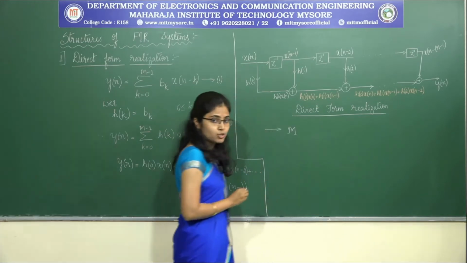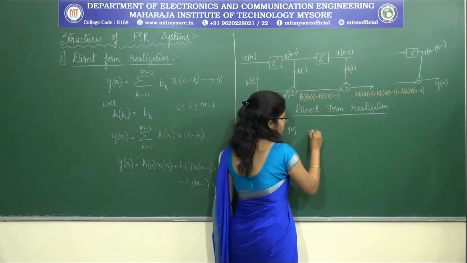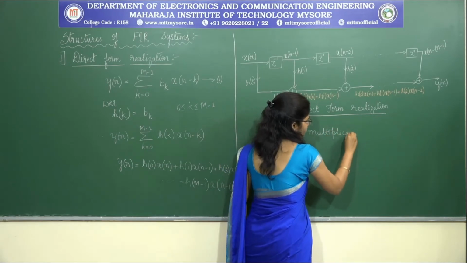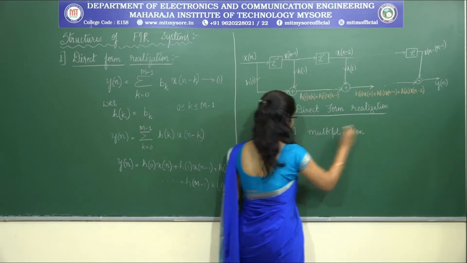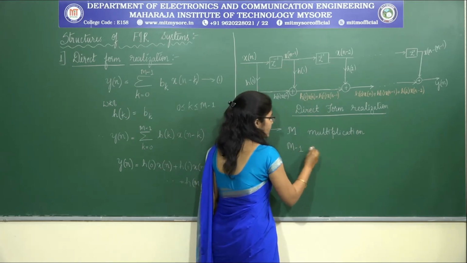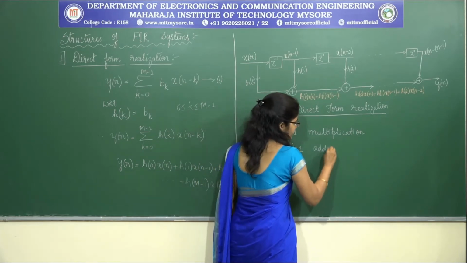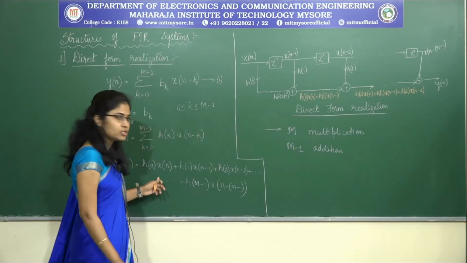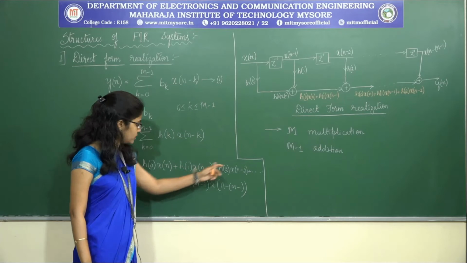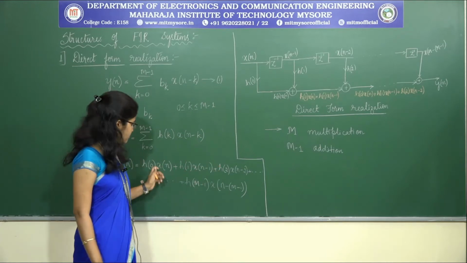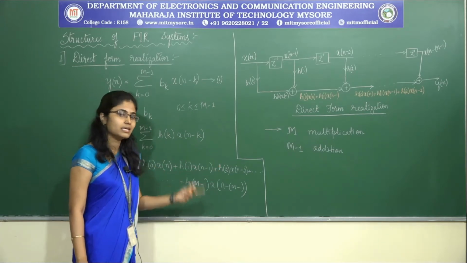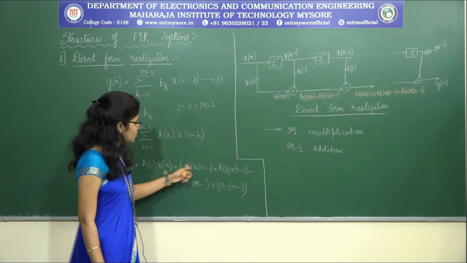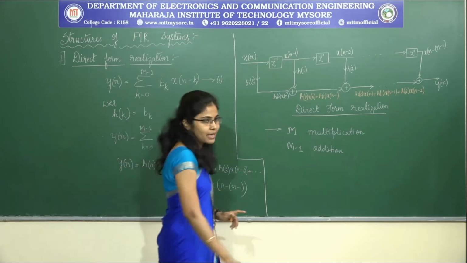This structure has to perform m multiplications and m minus 1 additions. So this is very important, which we need to keep in mind. How many multiplications is it performing? 1, 2, 3 up to m, okay, from 0 to m minus 1 means it is m. So it is performing m multiplications, and the number of additions which it is performing is m minus 1.